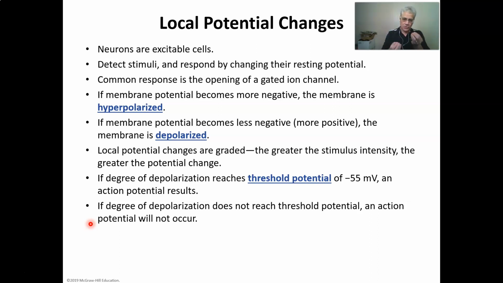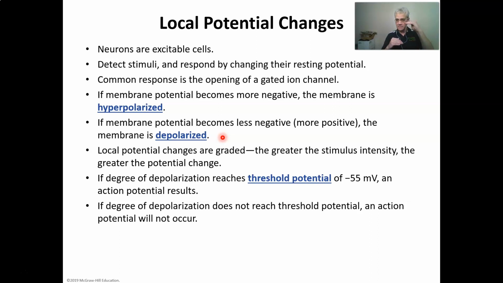Now, there's actually two things that can happen here. If membrane potential becomes less negative, the membrane is depolarized. It sits there at negative 70, which means it's more negative on the inside than the outside. If you make it negative 75, negative 80, negative 85, you are hyperpolarizing that membrane. That means it's less likely to be able to send an action potential to the next nerve. If you hyperpolarize it, you make it less likely to send a signal. If you depolarize it, you make it more likely to send a signal.